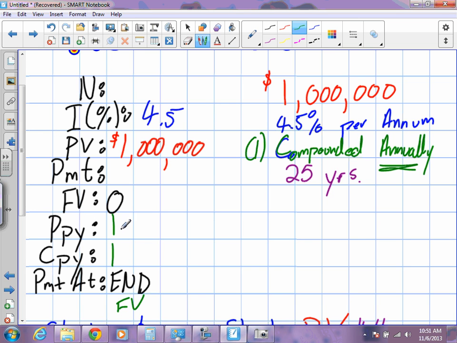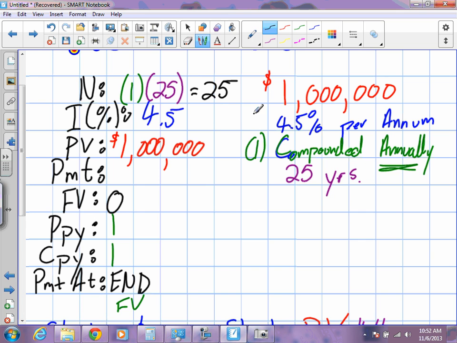So at the end of every year, whoever you are with your $1 million, you're going to get this amount at the end of every year. The last thing we have to figure out is our N. Because it's once a year, we do 1 times 25. If 1 had been a different number, it wouldn't equal 25. But in this case, it's just the value of 25.